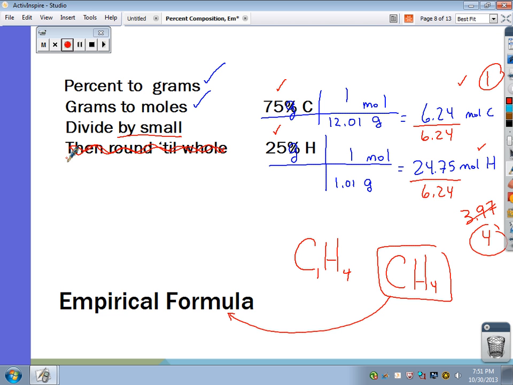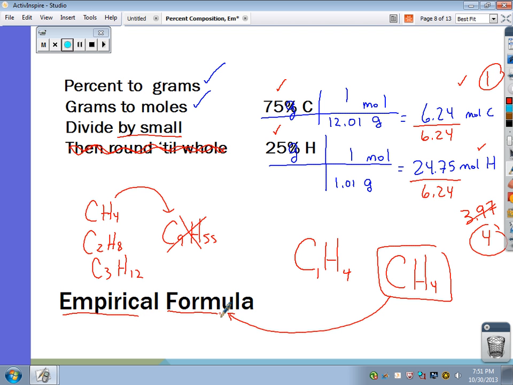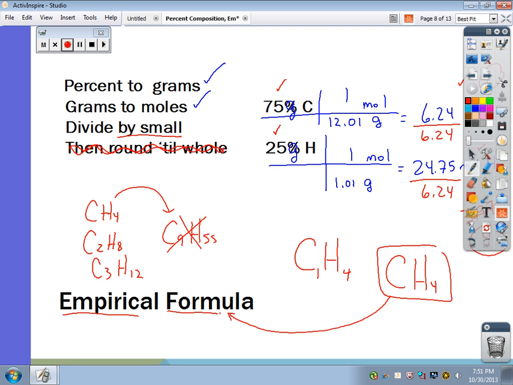Now question, is that what this molecule really is? I don't know. It's a simplest whole number ratio. It could be CH4. It could be C2H8. It could be C3H12. But it can't be C9H55 because this does not match the empirical formula. So again, an empirical formula is real good for telling you what it could be and what it can't be. But for right now, that's not what they're asking us. They're asking us simply to find the empirical formula.